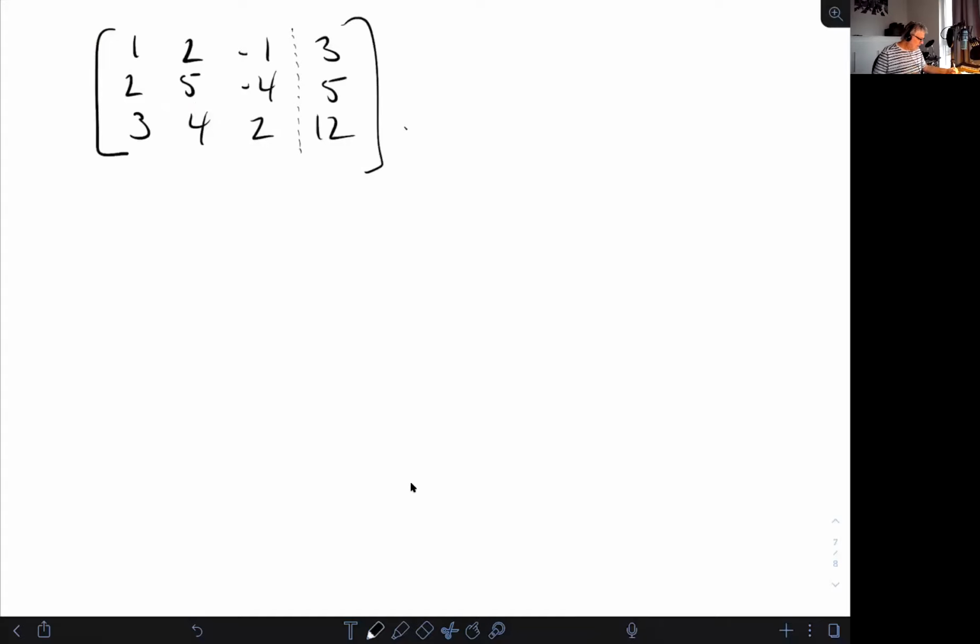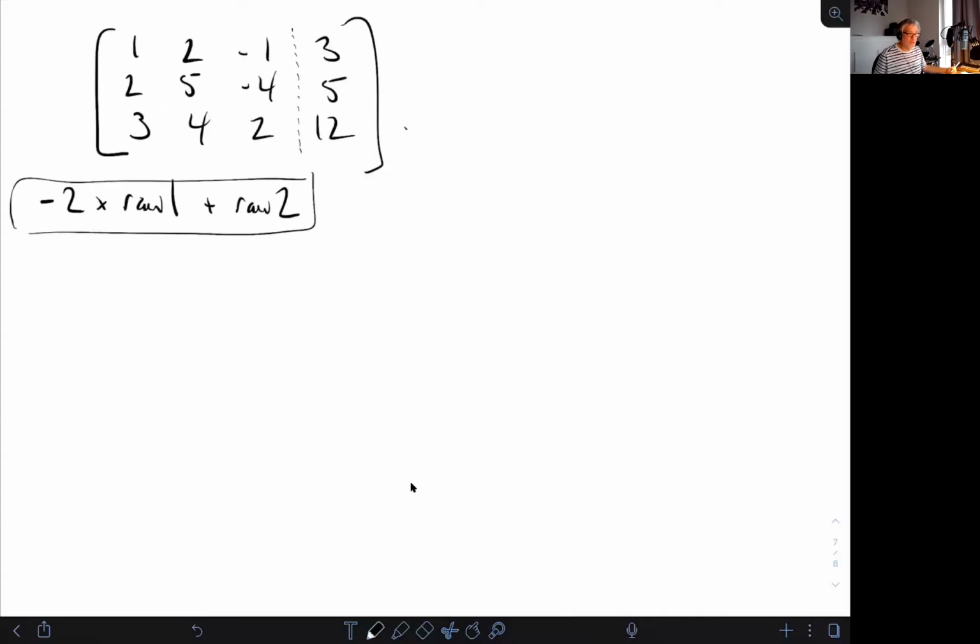Okay, so what I'm going to do now, this is where I want you, when you're going to solve this on the test, to write this. So I'm going to do -2 times row 1 plus row 2. This is what I'm doing now, okay? Why? Because -2 times 1 plus 2 is 0. That's the whole point. So I'll just write -2 times row 1 here. So that's -2, -4, 2, and -6.